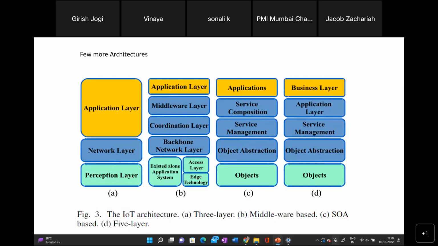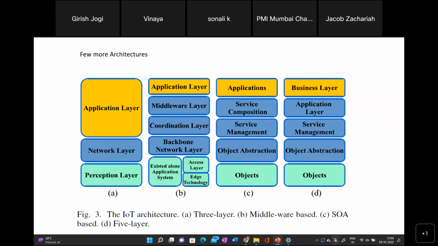Or there is an architecture called service oriented architecture, where the picture changes. We have the perception layer and application layer, and in between there is service composition, service management, or the object abstraction layer. This is a well accepted architecture called service oriented architecture.